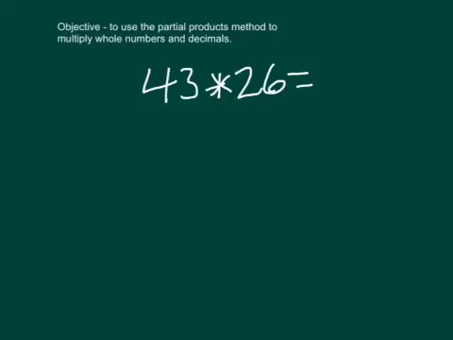We are going to look at using the partial product method to multiply whole numbers and decimals. Consider 43 times 26. Now, you have probably already an idea of how you would go about multiplying these two numbers together.